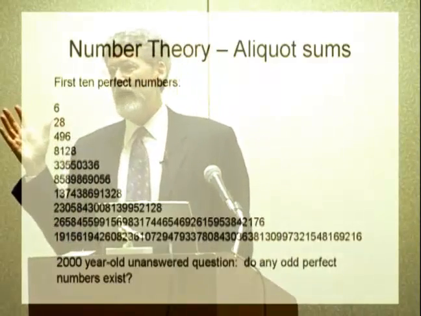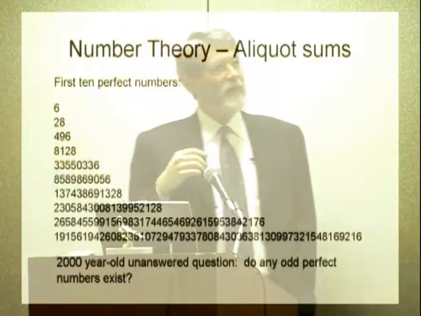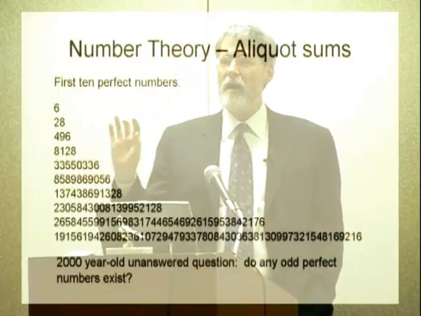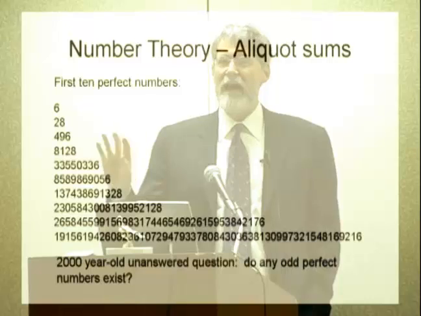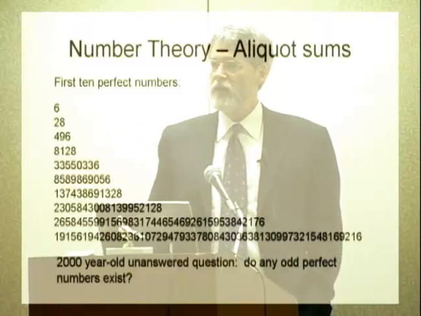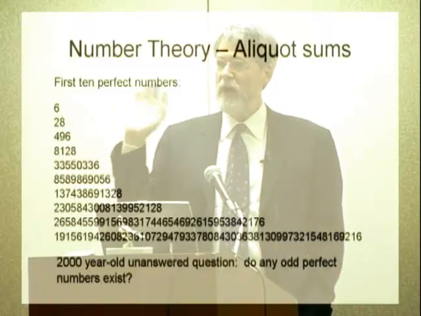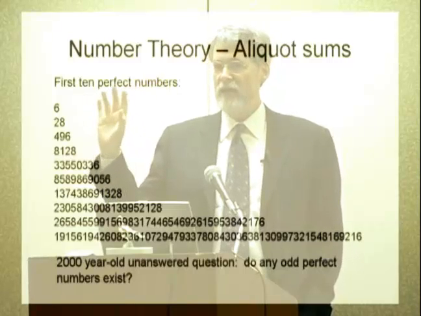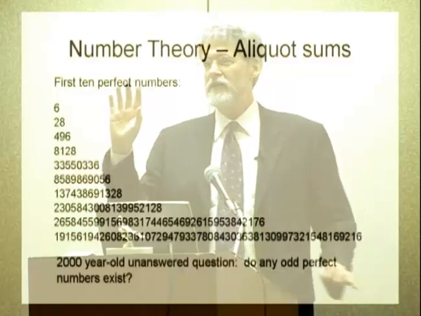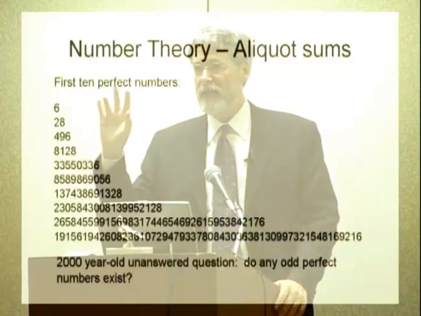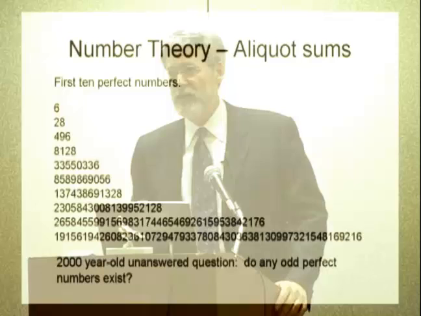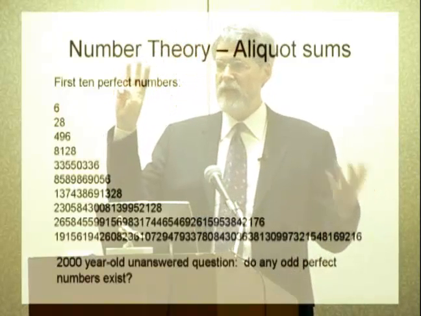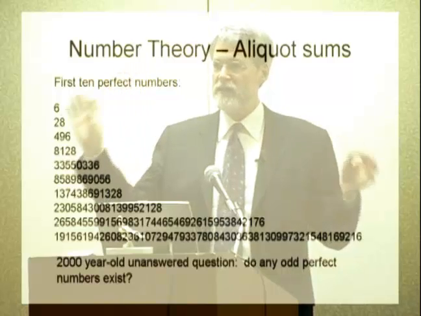Here's just an example, aliquot sums. Every number has an aliquot sum. An aliquot sum is the sum of the divisors of the number, not including the number itself, minus the number itself. So for 6, the divisors are 1, 2, and 3. You add them up, they equal 6. 6 minus 6 is 0.